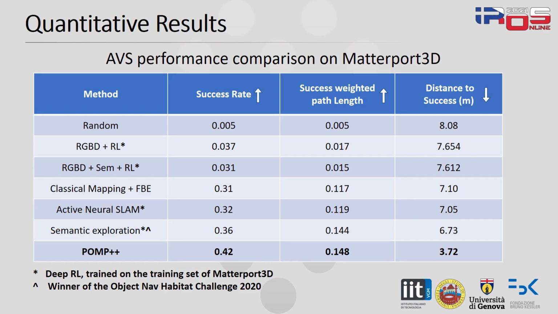Amongst these approaches, our POMP++ outperforms all the other methods in all 3 measures, with a significant increase in success rate and a much lower distance to success. This means that with our approach, the robot has a much higher chance of reaching the searched object, and even when it fails, it is typically closer to the destination.